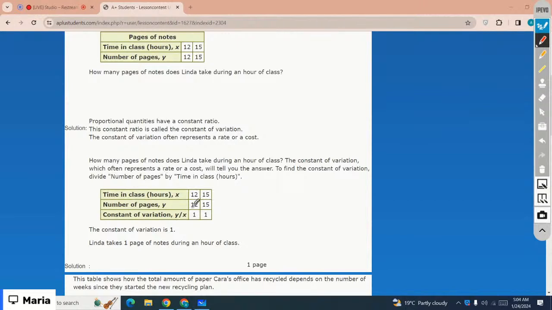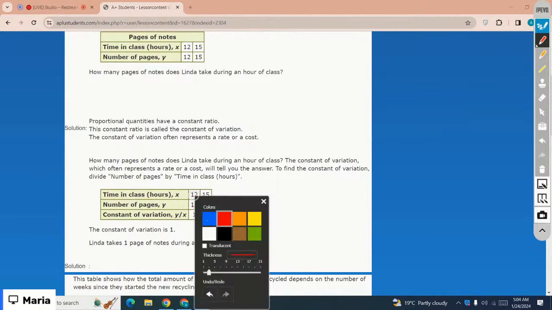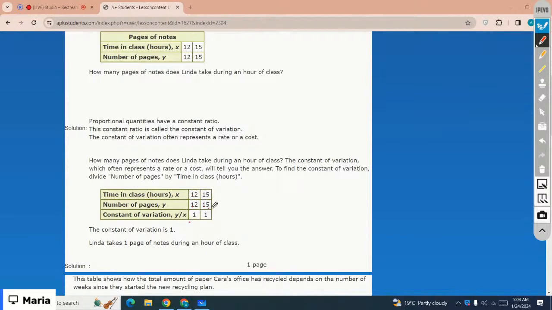So you have to divide y over x: 12 over 12, and 15 over 15, which is one. So you can see Linda takes one page of notes during an hour of class. That means that one is the constant of variation, right? Let's just start with the test question.